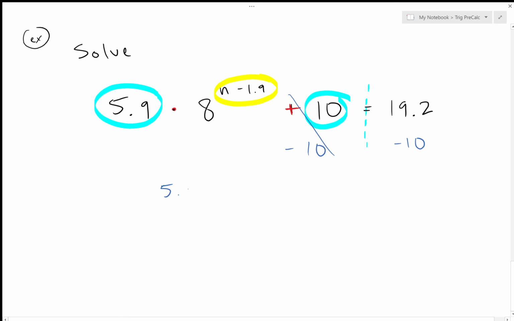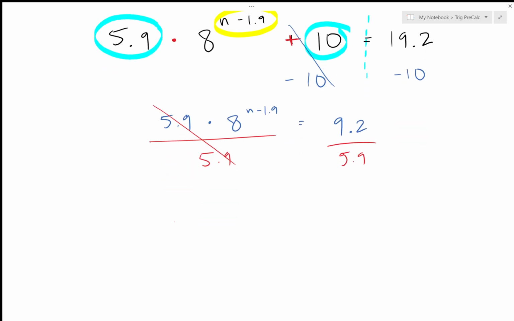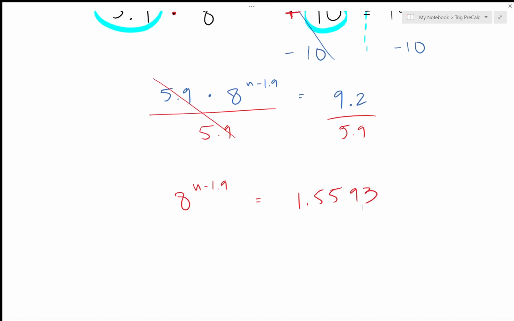So 5.9 times 8 to the n minus 1.9 equals, that's a 9.2. Still need to get that n by itself, but now we're dealing with the 5.9. We're going to divide it off on both sides. 8 to the n minus 1.9 equals, I'm going to calculator that right now because I don't want to have too many fractions. 9.2 divided by 5.9 is a 1.5593. Okay, so I'm basically there.